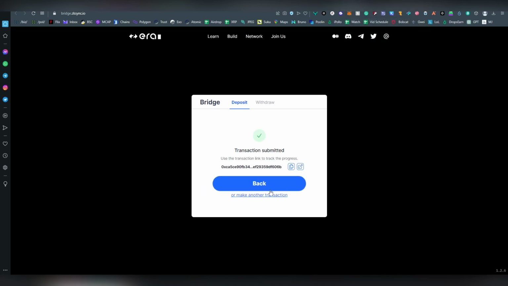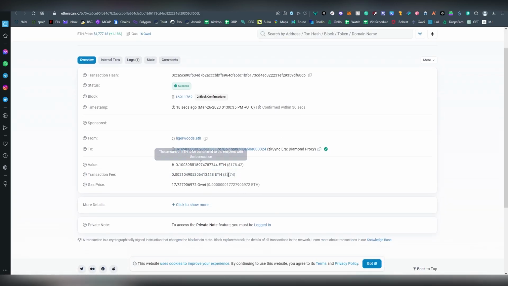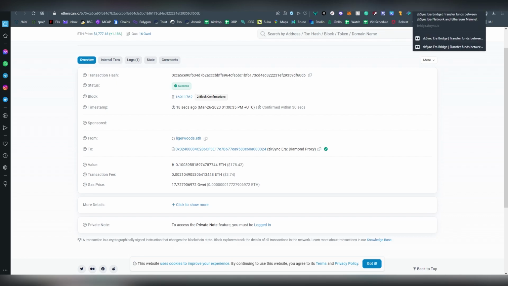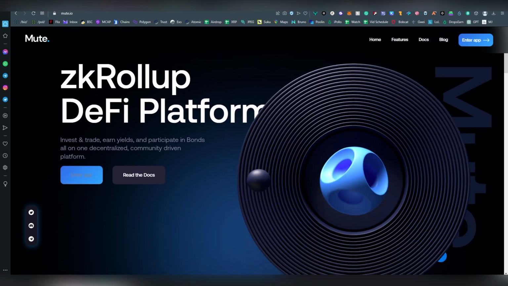Let's see. Okay, there it has gone. We can see the transaction happening on Etherscan here. It has approved and it was $3.74 as of right now with the gas price of 17 Gwei. And now, basically, the transaction has gone through. And this is the Mute app. We're going to be showing you this.